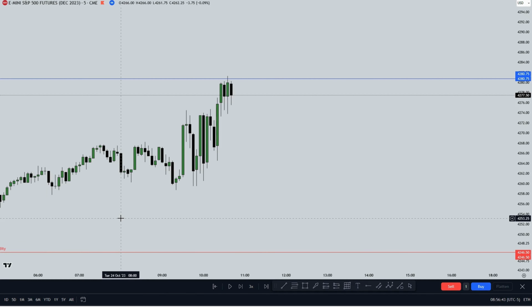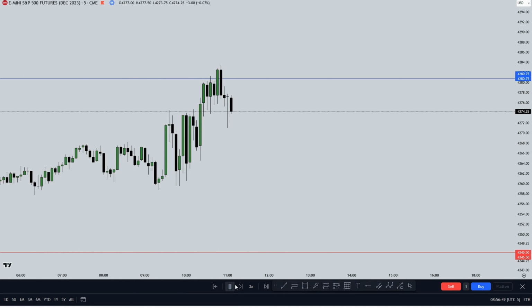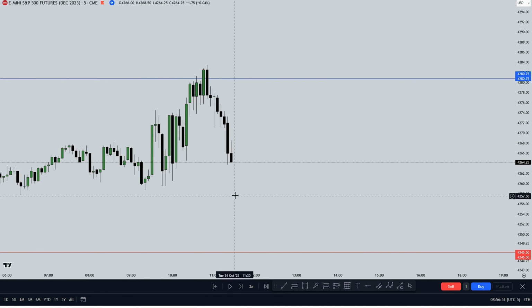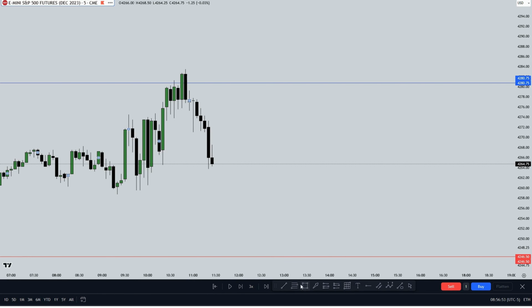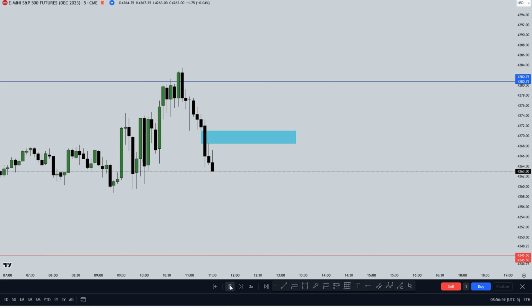Now we want to find the first fair value gap that forms. Right here we have formed a fair value gap. Now we want price going up to this fair value gap.